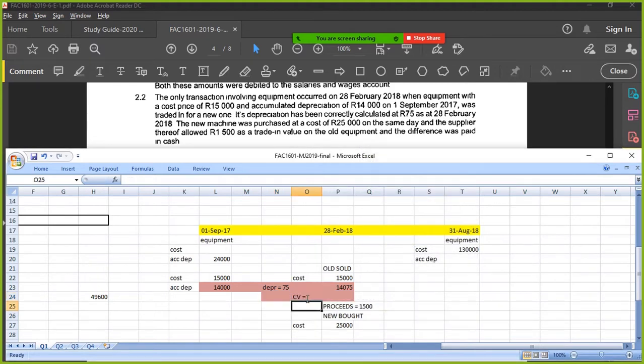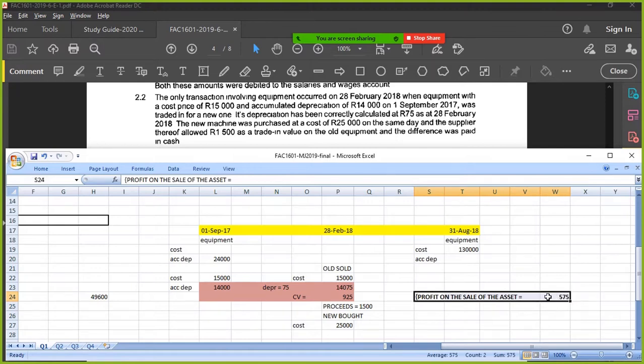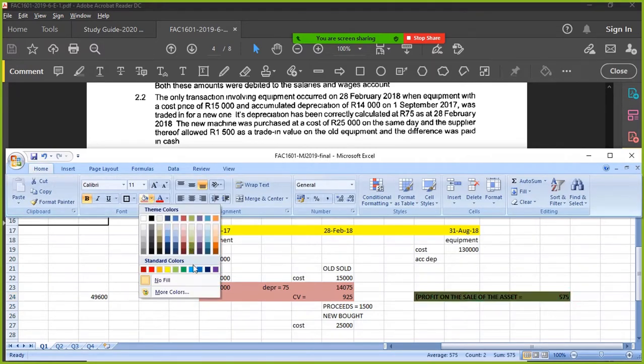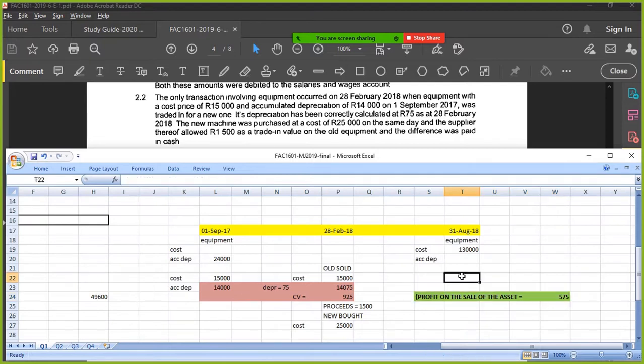Carrying value is 925. The proceeds were 1.5. Profit on the sale of the asset equals, how much did you get? 1.5. How much is it worth? 925. Profit on sale of the asset is income. Okay, this needs to be disclosed. Okay, 575.